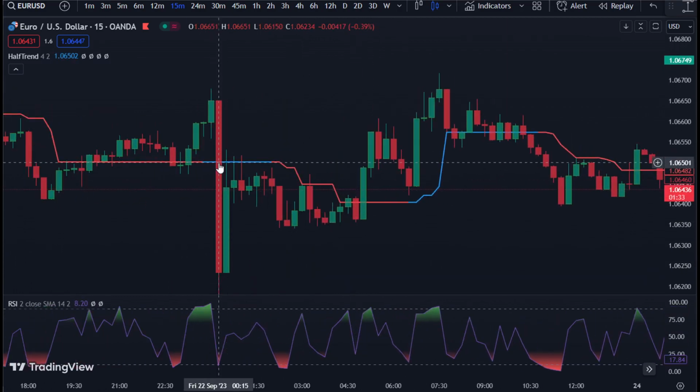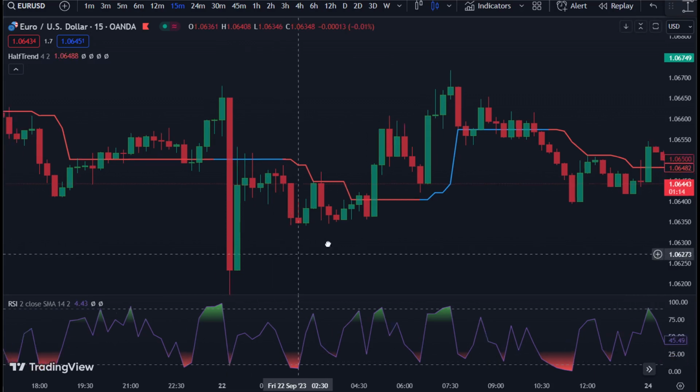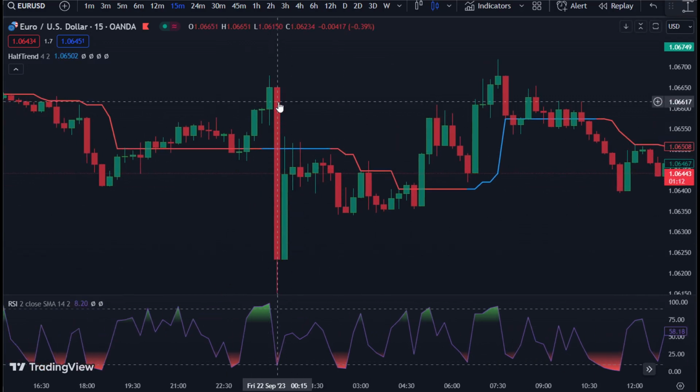So you can see right here, you do have blue on the Half Trend, and we can also see that it is below the 10 level on the RSI. However, we can see on this candle right here, there's a lot of volatility in this price action, and that's too risky for a trade, so I'm going to be passing on that one.